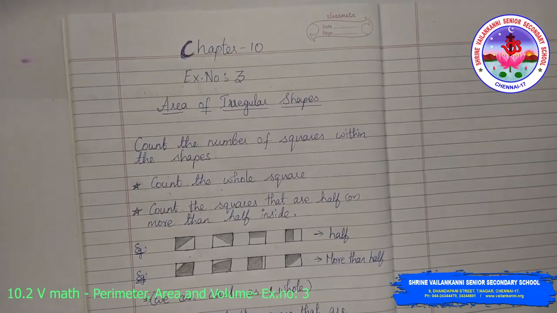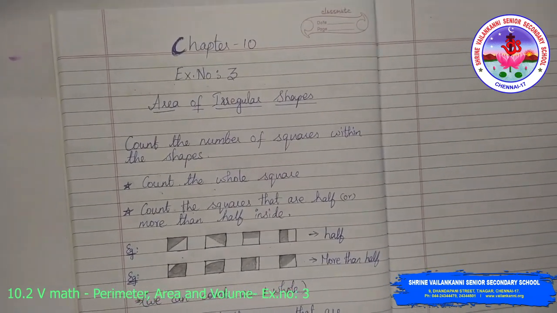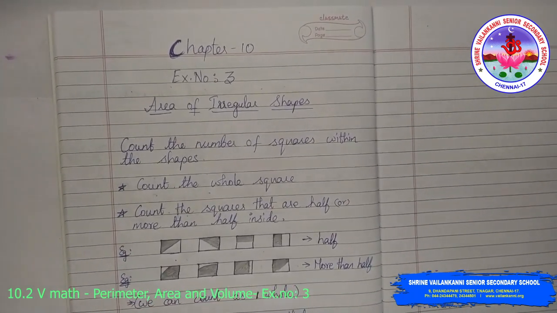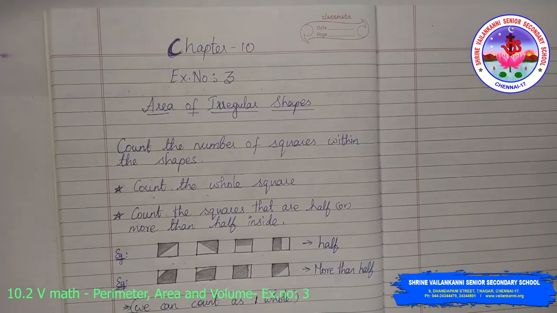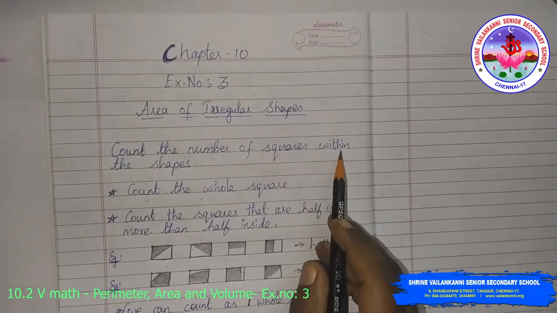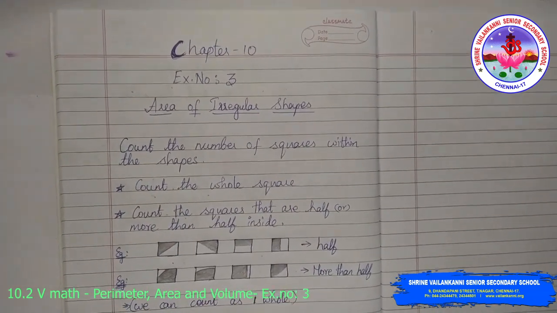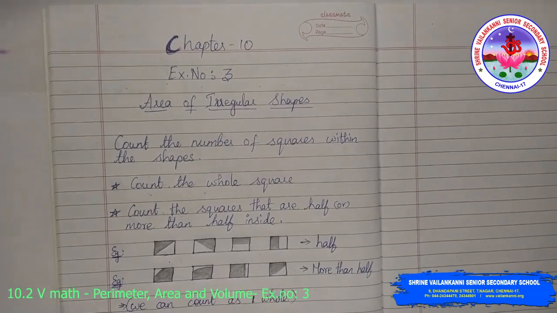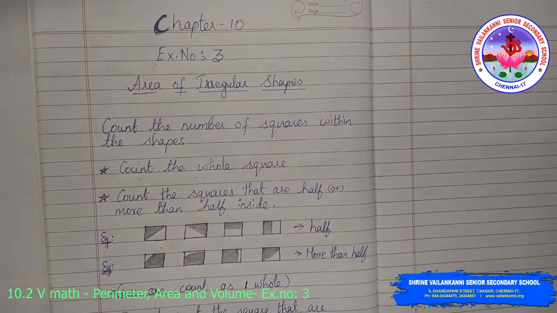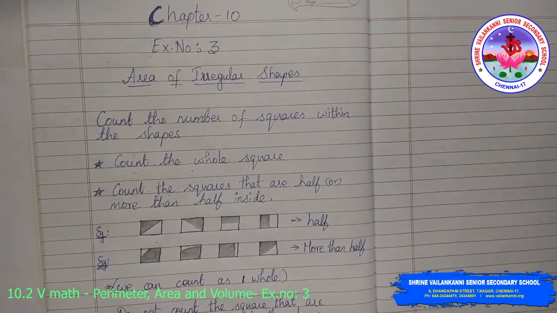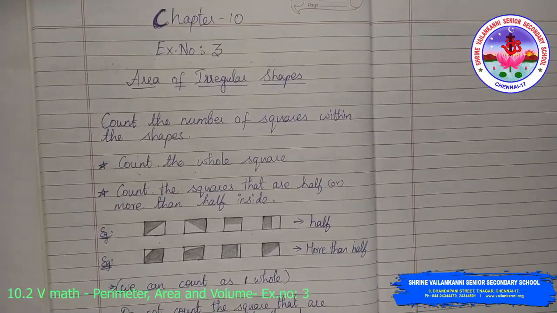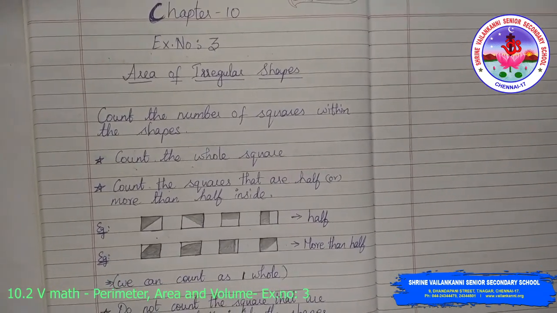The area of irregular shapes can be found approximately by putting the irregular shapes on grid sheets. You will have square grid sheets. We can place the irregular shapes on the grid sheets and count the number of squares within the shapes. To count the number of squares inside the irregular shape, we have to follow 3 basic instructions. You can also treat them as 3 rules to be followed while counting the squares inside the irregular shapes.